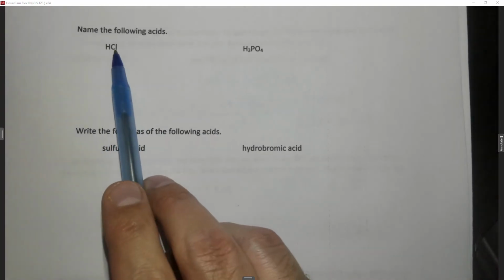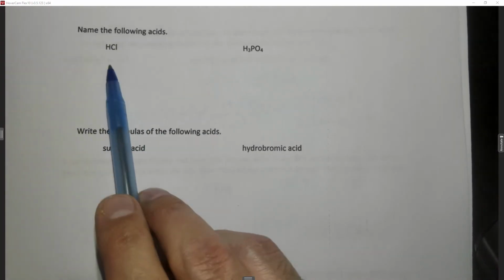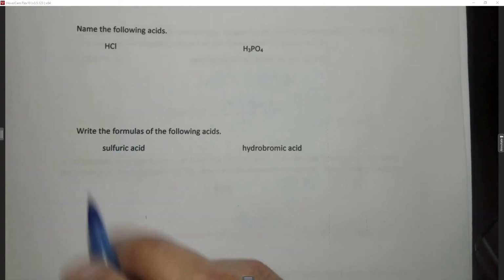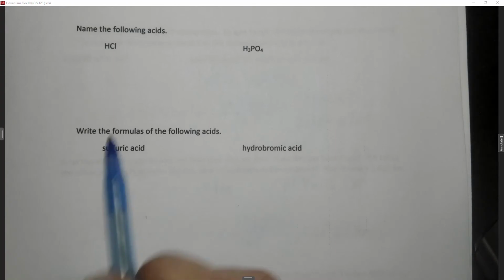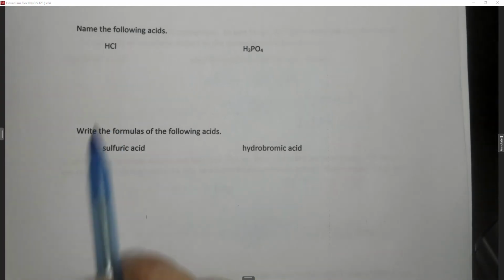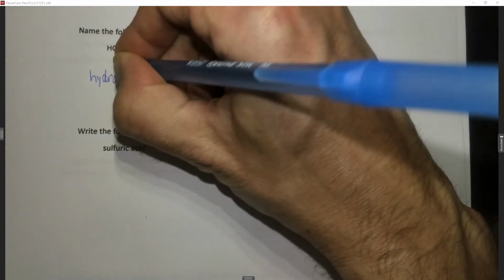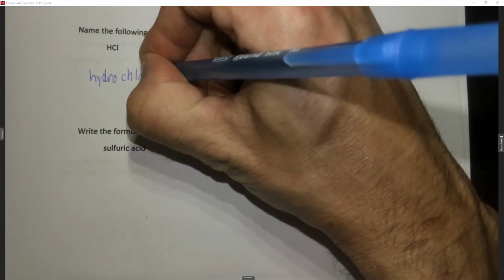So the first thing is, if you have a monoatomic ion, which is only going to happen in HF, HCl, HBr, and HI, so the halo acids, you use hydro in there. So in this case, this is hydrochloric acid, which is very commonly used in the lab.